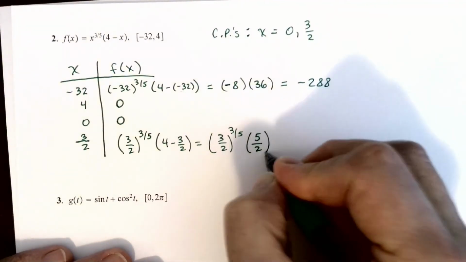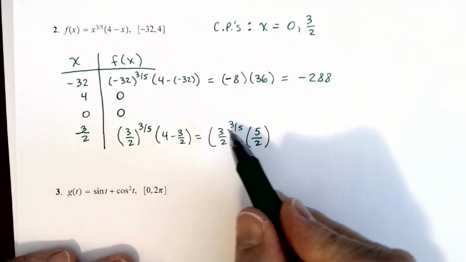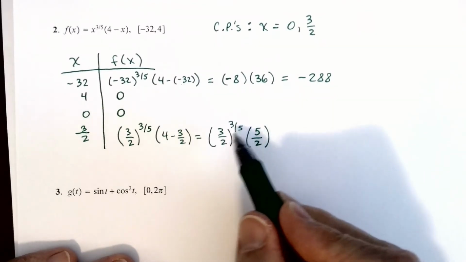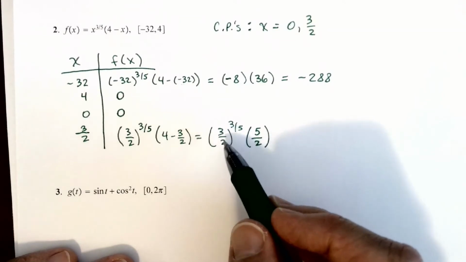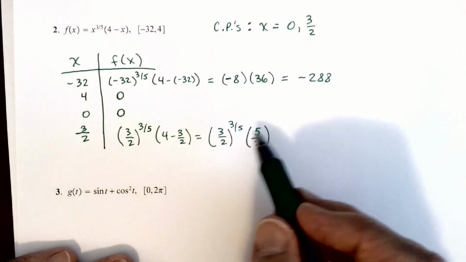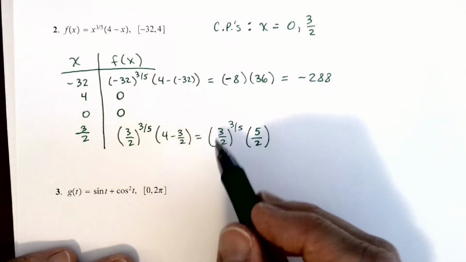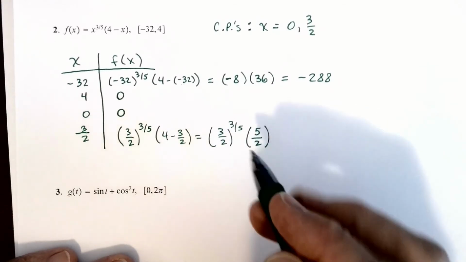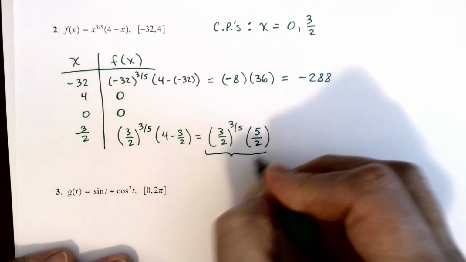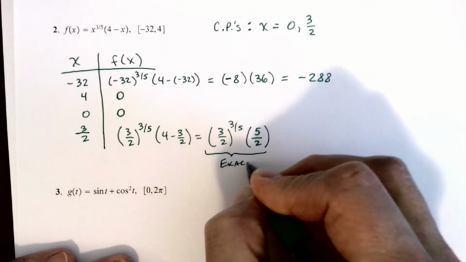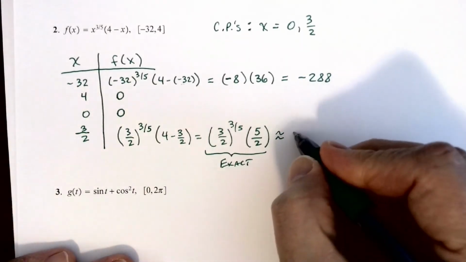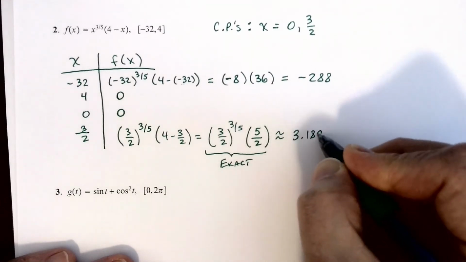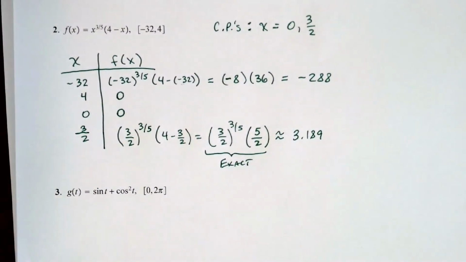Okay. Now, I don't know what 3/2 to the 3/5 power is. I mean, I guess I can cube it and write it as the 5th root of 27/8. I'm not going to worry about simplifying this anymore, but this would be the exact value. But of course, we can approximate this now as 3.189, if you use your calculator to approximate that.